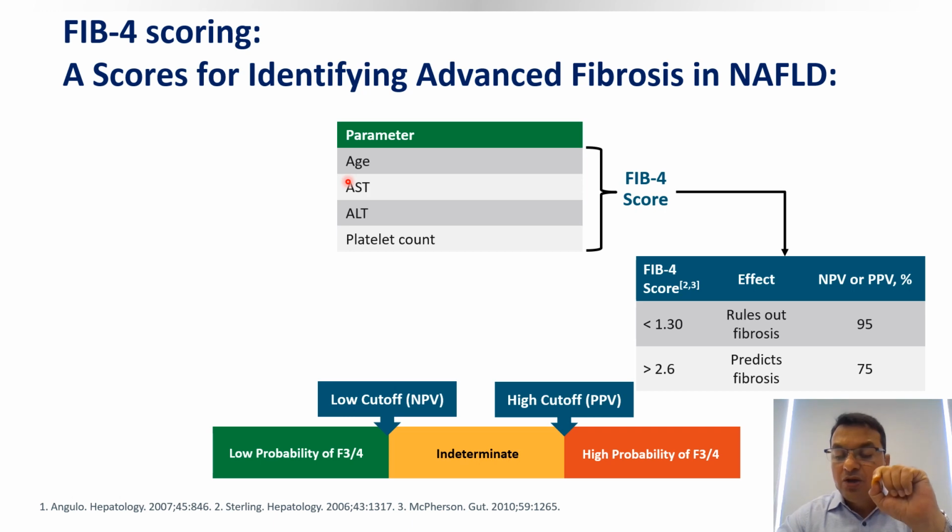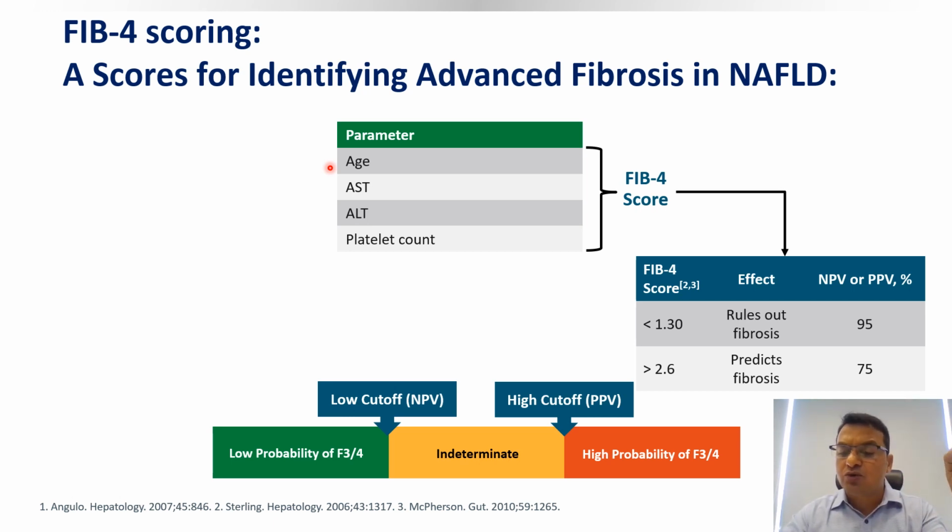What you require is to just Google FIB4 calculator on your smartphone. The calculator will open up, feed in these 4 values, enter, and you will get your FIB4 scoring value.